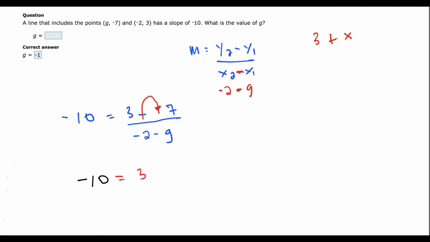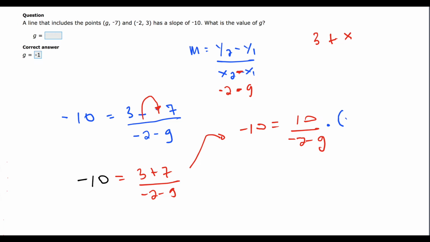So you get 3 plus 7, and then negative 2 minus g. Negative 10 equals 10 over negative 2 minus g. This is important. Alright, so you've got your variable on the bottom, right? The variable has to be on the top. You've got to get it on top in order to solve for it. You can multiply both sides by exactly what's on the bottom: negative 2 minus g over 1.